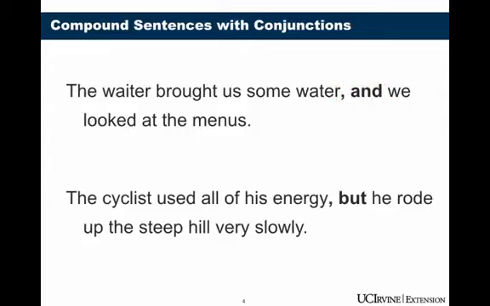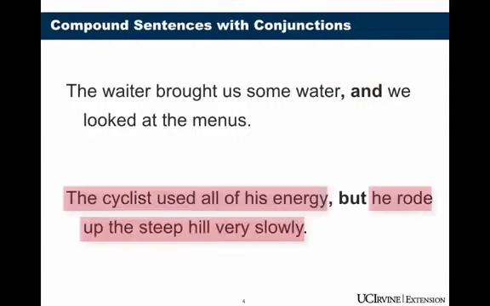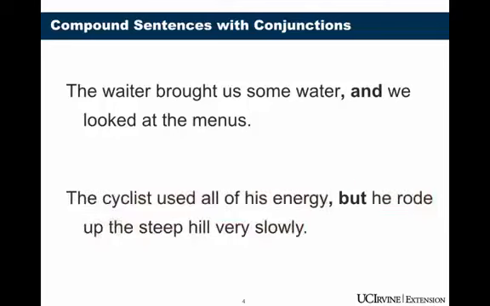Look at the next one. The cyclist used all of his energy, but he rode up the steep hill very slowly. Again, we have two sentences, and these two sentences are joined with a comma and the conjunction but. This makes a compound sentence.